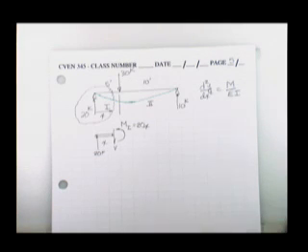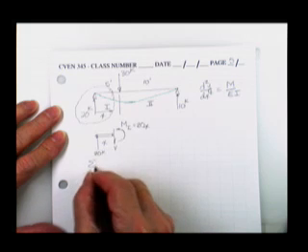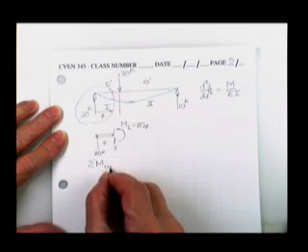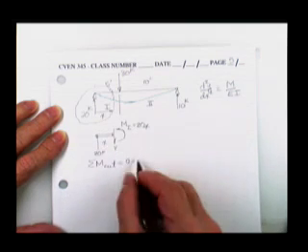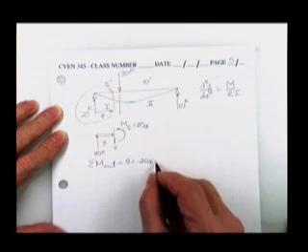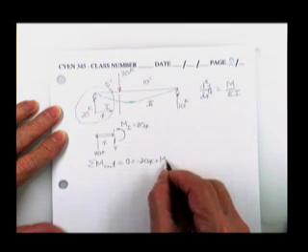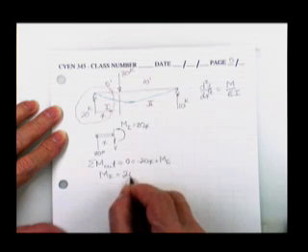20 times x. And if you're uncomfortable with that, then for heaven's sakes, sum of the moments about the cut face is equal to 0 is equal to minus 20 times x plus M in region 1, and therefore M in region 1 is equal to 20x.